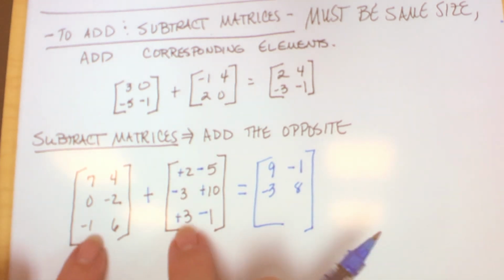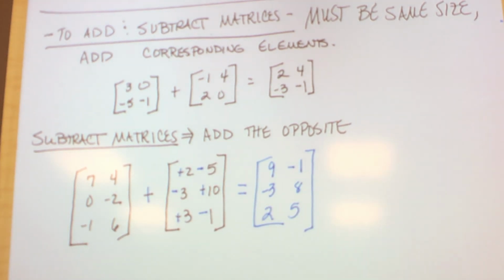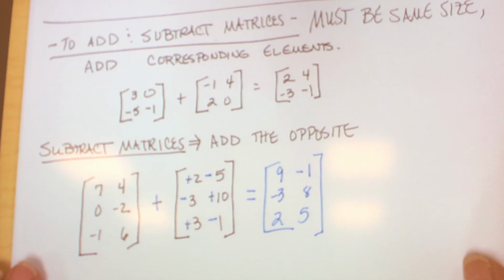All right, so the last row, what'd you get? 2, 5. Very good. Does anybody have a question? Okay, when did I say it was going to get difficult? When we do multiplication. Multiplication is harder.